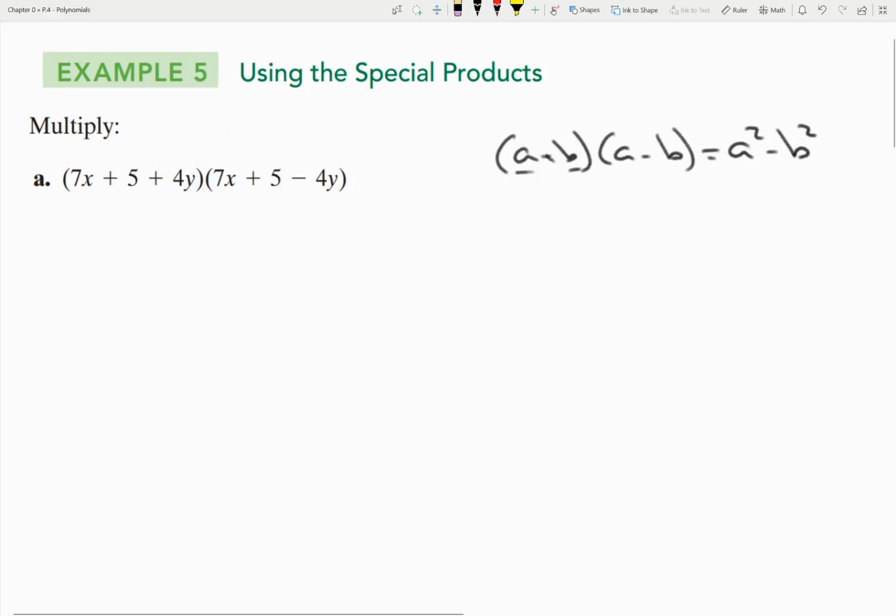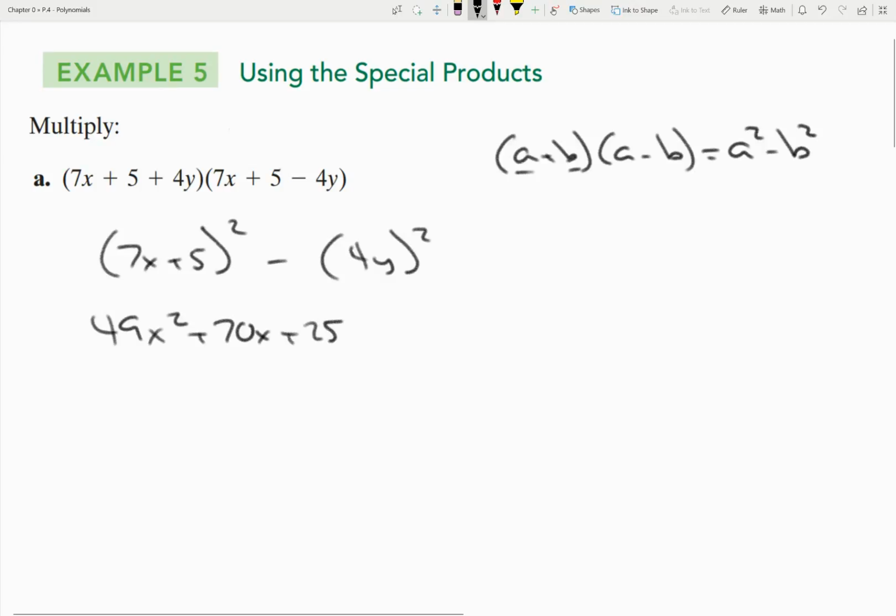So what we're saying is that we now can have our setup to be 7x plus 5 squared minus 4y squared. Now we use our special product or special technique there for the sum of a binomial squared. So that would be 49x squared. So that's 2 times 7 times 5. So that's 70x plus 25.